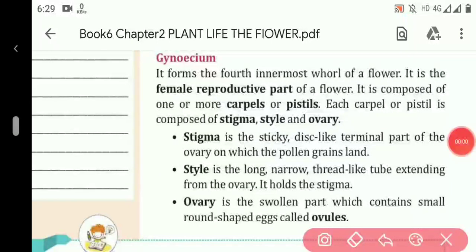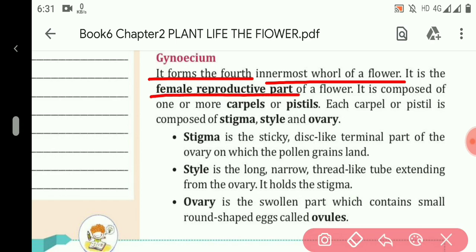So the fourth most important part of the flower is gynoecium. Gynoecium is also responsible for pollination and reproduction. It is the female reproductive part of the flower. A flower has both male reproductive part and female reproductive part. The male reproductive part is androecium and the female reproductive part is gynoecium. Now let us study in detail what is gynoecium. It forms the fourth innermost whorl of a flower. It is the female reproductive part of a flower.